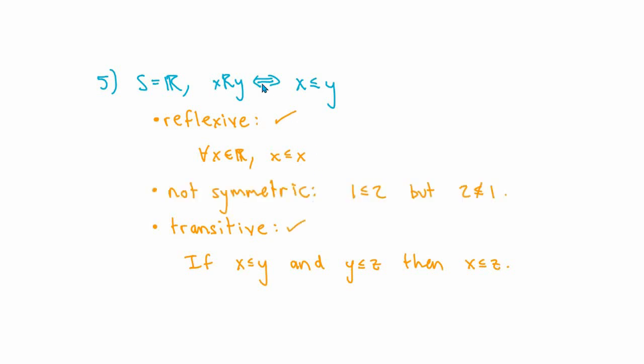However, this relation is not a symmetric relation, because, for example, 1 is less than or equal to 2, so the ordered pair (1, 2) is in the relation, but 2 is not less than or equal to 1, so (2, 1) is not in the relation. Therefore, this is not an example of an equivalence relation.